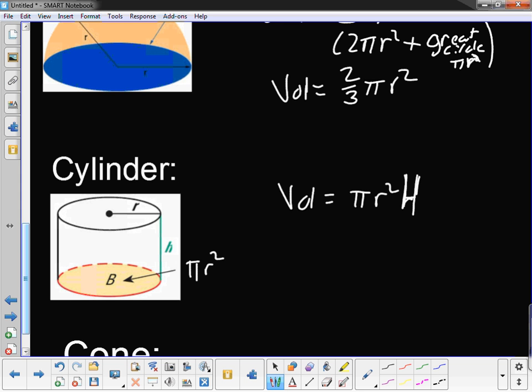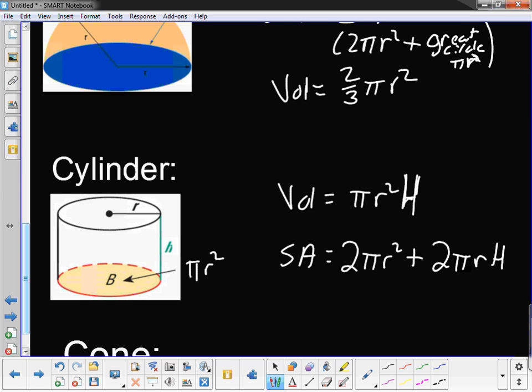Now, when I go to find the surface area, I've got to think of what this would look like if I laid it out flat. The surface area is going to look like 2 circles, so that's 2 of these pi r squareds, plus I'd have this big rectangle. One side of the rectangle is the height, and the other is the distance around the circle. The distance around the circle, as we know, is the circumference. So that's 2 pi r times the height. So there's its formula as well.